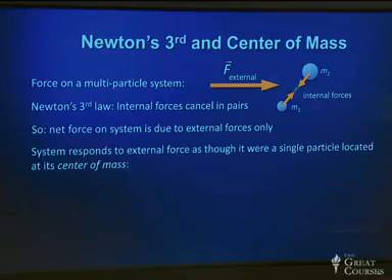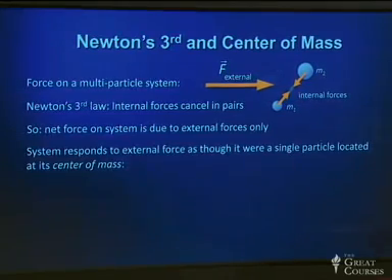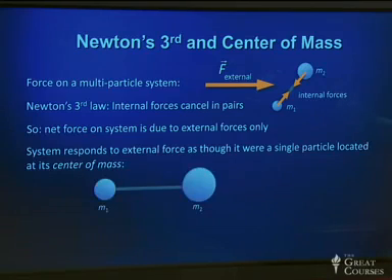So the system responds to an external force as though it were a single particle located somewhere, and that somewhere is the place called its center of mass. And in this system in particular that I've drawn here, the center of mass is going to be closer to the larger mass and further from the smaller mass. It's sort of an average position of where the masses are that make up that system.